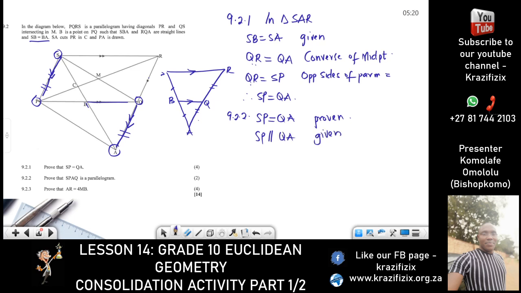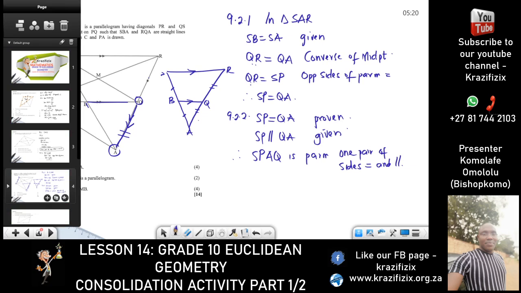That is given. Therefore, SPAQ is a parallelogram. And what's the reason? One pair of sides equal and parallel. One pair of sides are equal and parallel. Prove that. Let's clone this page to have space.